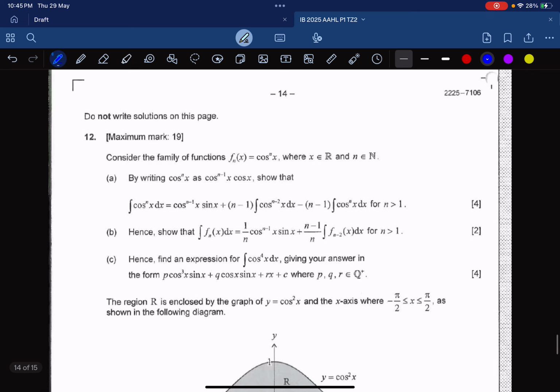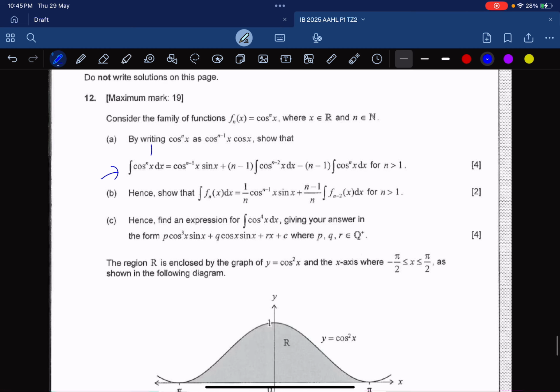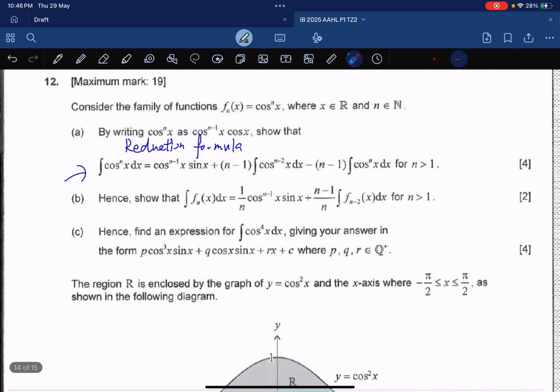By writing cosine to the power n as cosine to the power n minus 1 times cosine, show that this equation holds. It's what I call a reduction formula of cosine. So this is not in your formula booklet, and it's not in your syllabus for IB, but it is a well-known property of cosine. What we need to do is reduce the power n into something like n minus 2, so we can integrate it further.